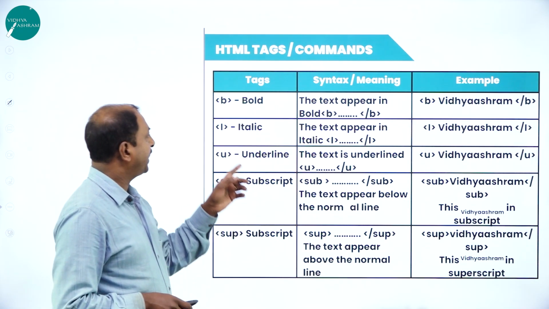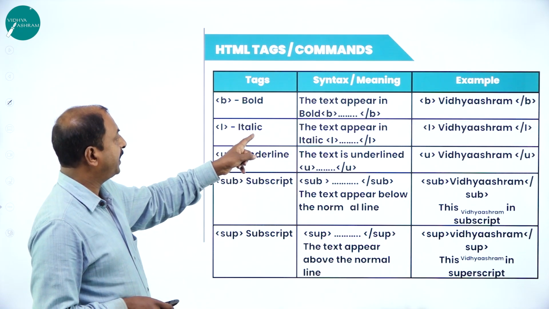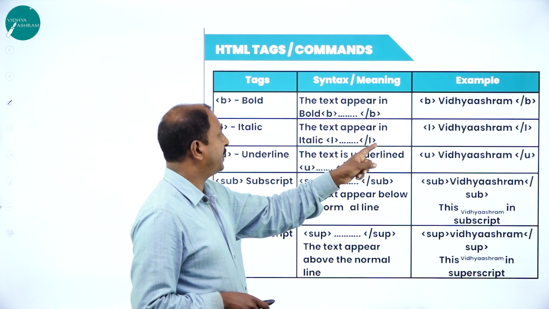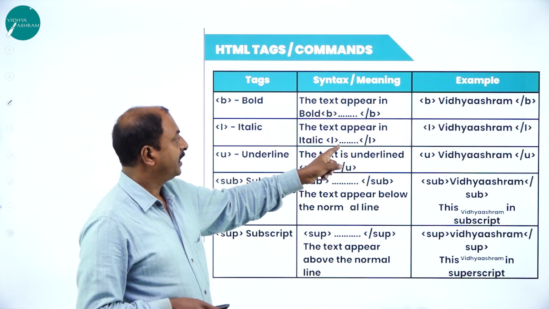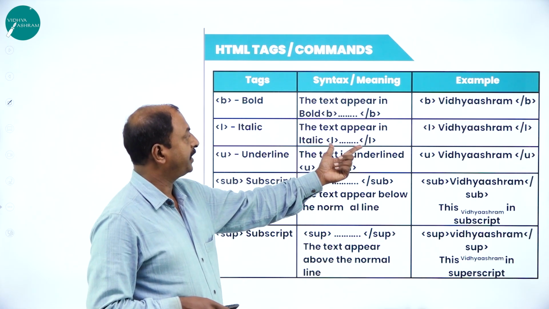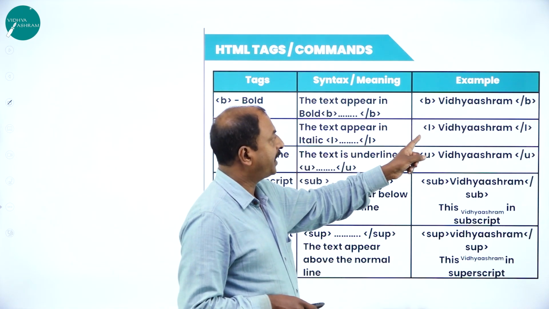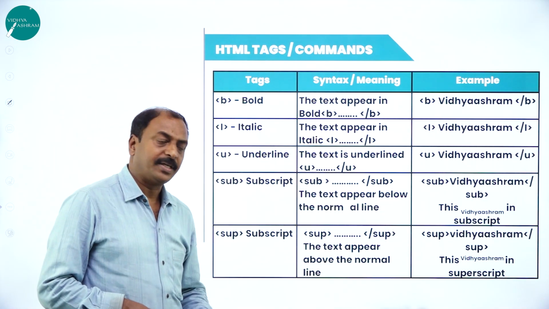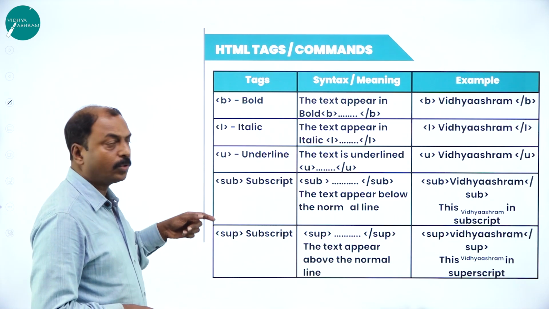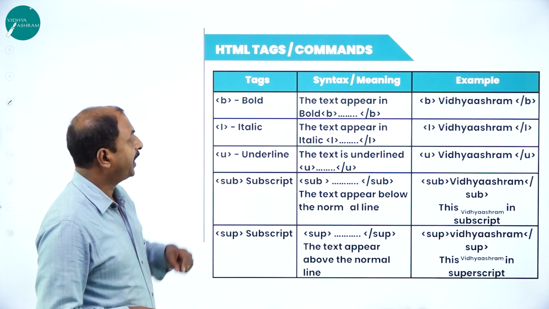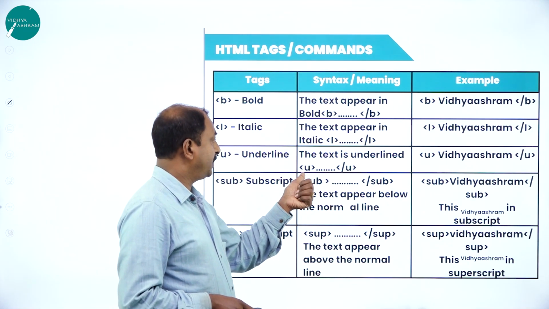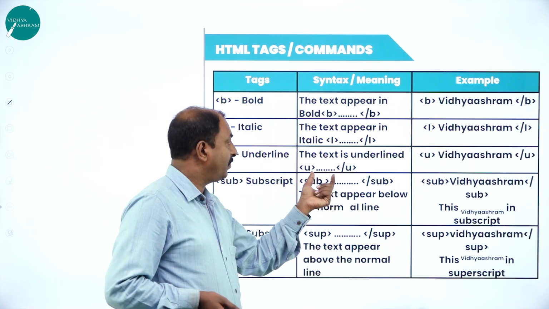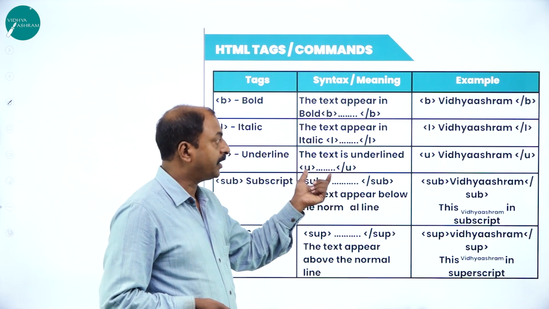Now look at the next tag, italics. The text appears in italic style. Between the tags we write the text. This is the open tag and this is the close tag. This is called a paired tag. And look at one more tag: U stands for underline. It is an open tag and a close tag, and between them we write the text. That text appears underlined.